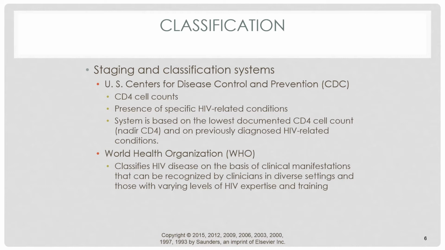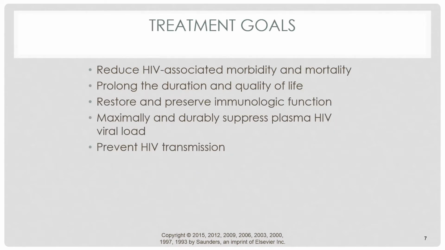The World Health Organization, or the WHO, classifies HIV disease on the basis of clinical manifestations that can be recognized by clinicians in diverse settings. So if you're somewhere in the middle of the jungle and you have someone who has these clinical manifestations, then chances are that patient has advanced HIV. All right, so treatment goals, what do we want to do here?